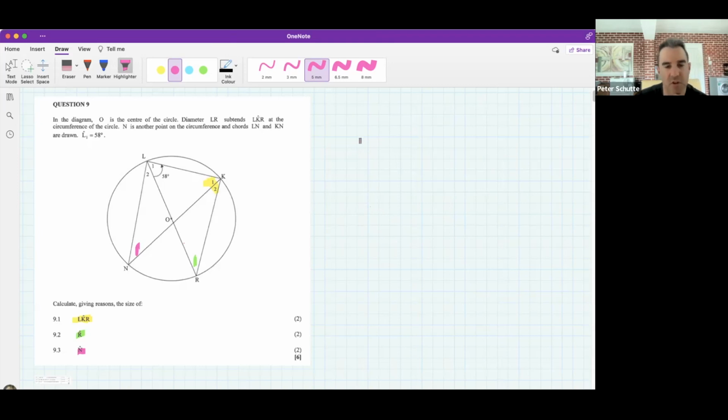Oh, I see what you mean, Tony. There are cyclic quads possibly. Although there is a cyclic quad involved, it may not be useful in this question.